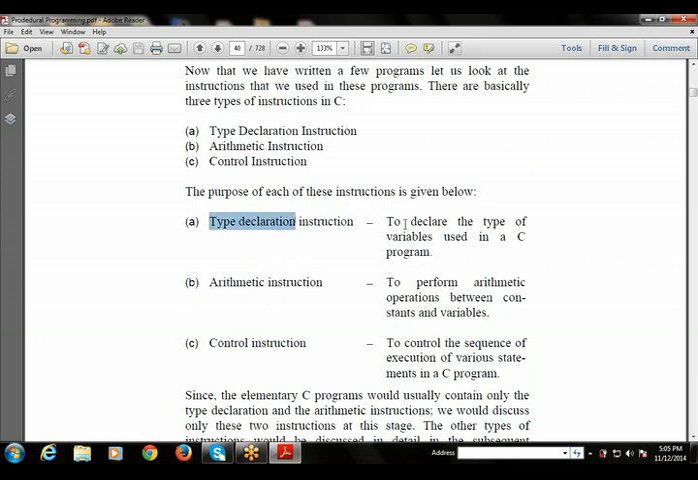One is type declaration instruction, that is used to declare the type of a variable used in a C program, like int, float, double. These are the type declaration instructions that are used for declaring the type of a variable.